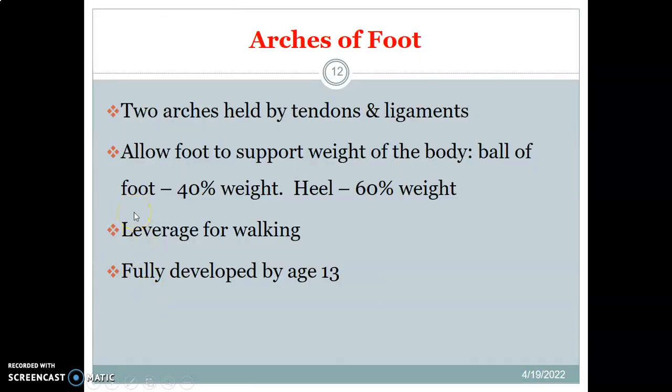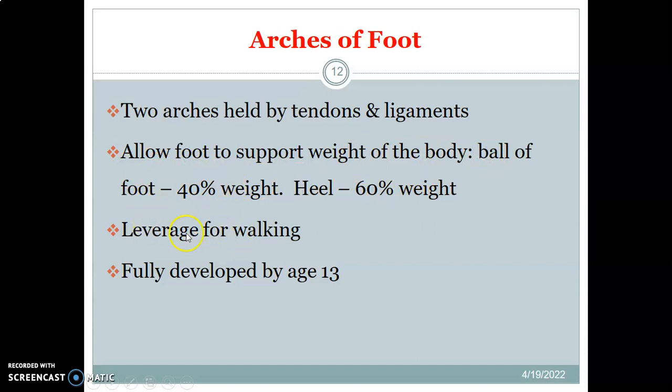So we have arcs of the foot, and these arcs are held by tendons and ligaments, and they usually allow the foot to support the weight of the body. So the weight of the body will now rest, 60% on the heel, and another 40% of the weight on the ball of the foot.